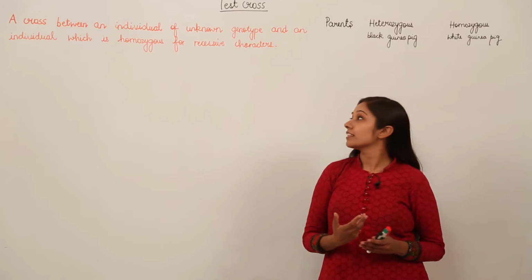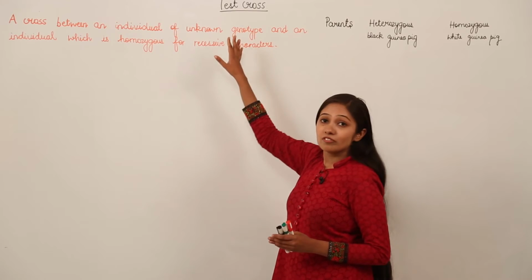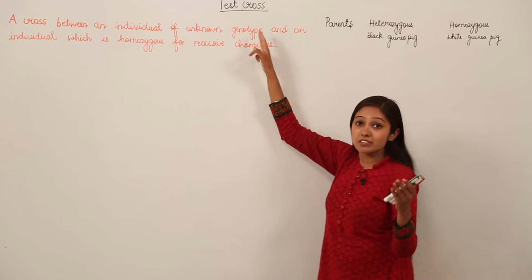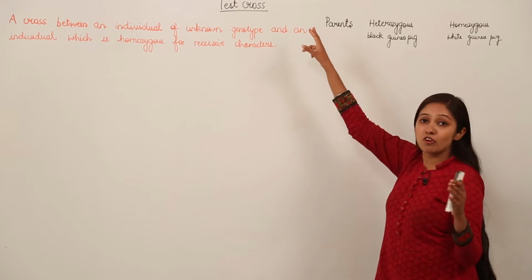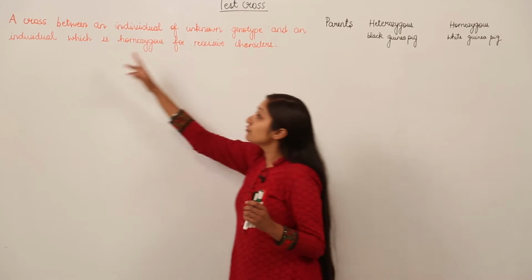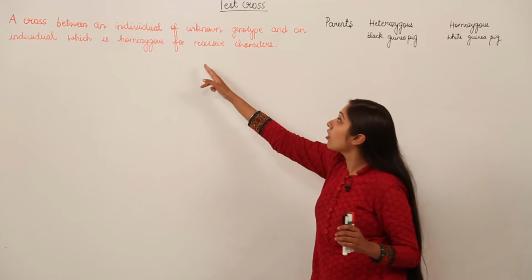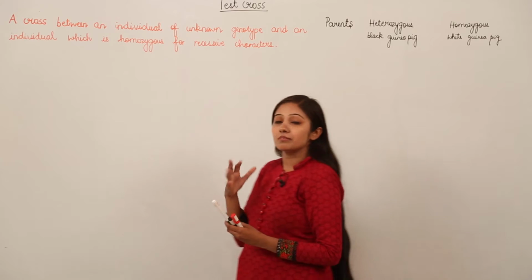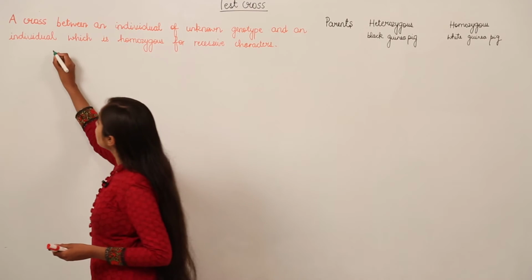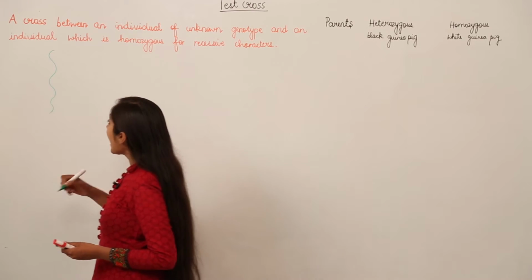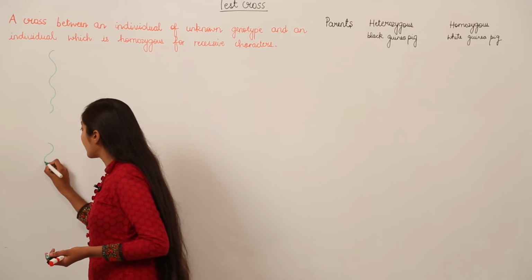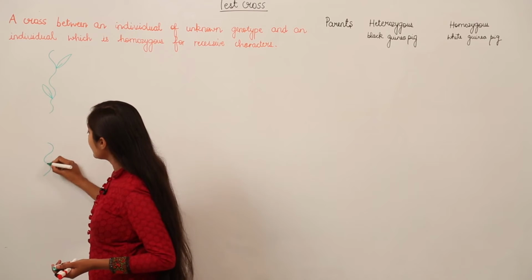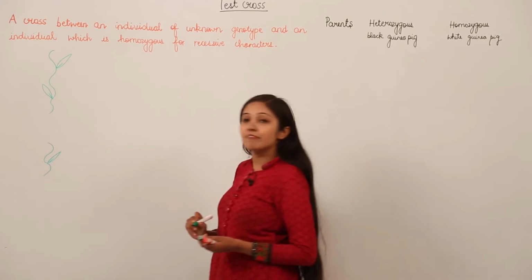The definition of test cross is a cross between an individual of unknown genotype, because we are going to find out the genotype by performing this cross, and an individual which is homozygous for recessive characters. When you talk about pea plants, we have a tall pea plant, and of course we have a dwarf pea plant.